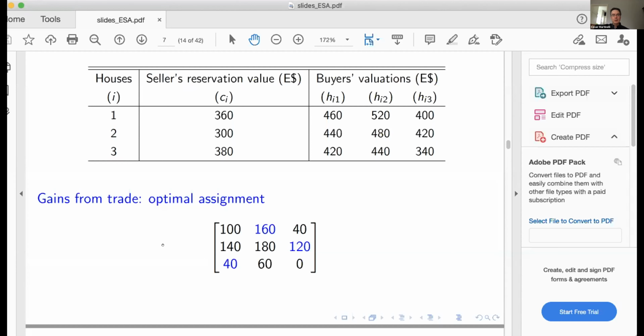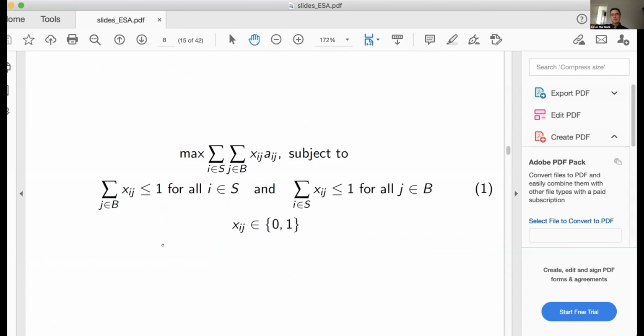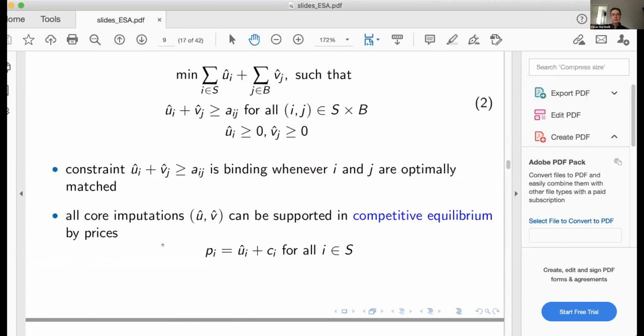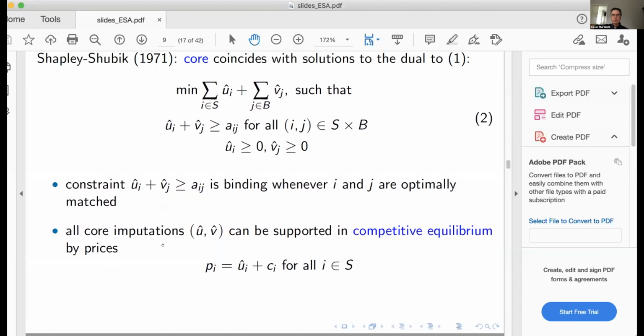And the idea is that the core allows us to capture that. I'm going to skip the details, but the core allows us to capture the optimal assignment. And the core can be decentralized via competitive prices. Basically, the prices split the surplus in the optimal allocation in such a way that, given these prices, nobody has incentives to deviate and try to buy some other house.